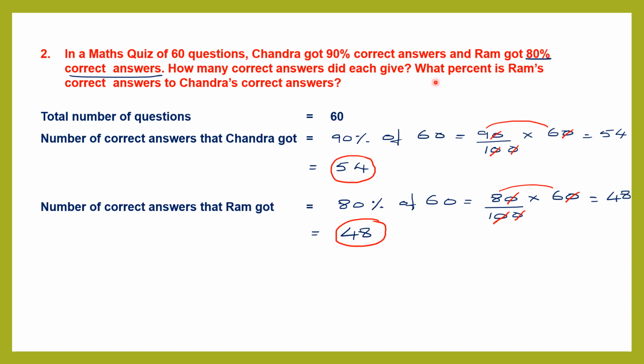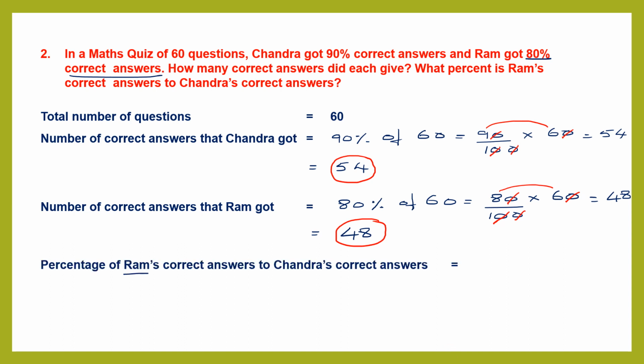Now the next question, what percent is Ram's correct answers to Chandra's correct answers? So whose mark should come first? Ram's. Ram's correct answer should come first. So let's first write that statement. Percentage of Ram's correct answers to Chandra's correct answers. That means percentage of Ram's. Now how much did Ram get? 48. Chandra got 54. Now we have to find the percentage. So into 100%. So let's do that here.